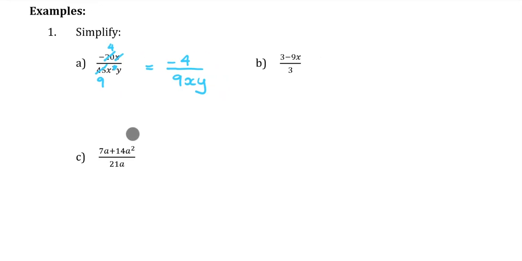In question B, once there are two terms on either the top or the bottom of the fraction, you want to factorise any common factors out first before you try to cancel things off. So on the top of that fraction, I can factorise out a 3, which will leave 1 minus 3x all over 3. That now means that the 3 out the front can cancel the 3 on the bottom, and my answer is 1 minus 3x.